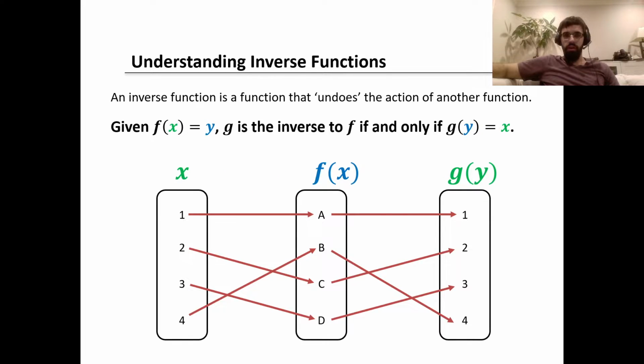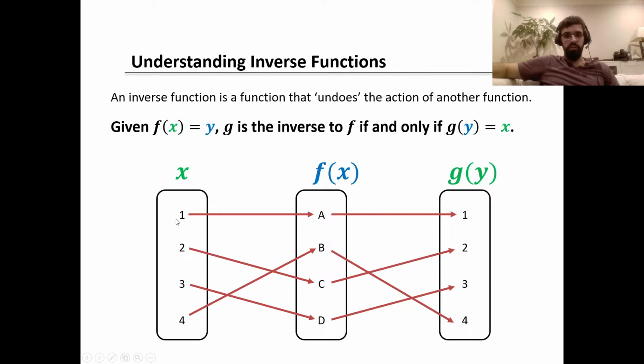So a quick technical definition of inverse functions. An inverse function is a function that kind of undoes the action of another function. So if we say that f of x equals y, so if you input x into f, the output is y. g would be the inverse of f only if g takes that output and sends it back to the input. So in other words, g of y would have to equal x.